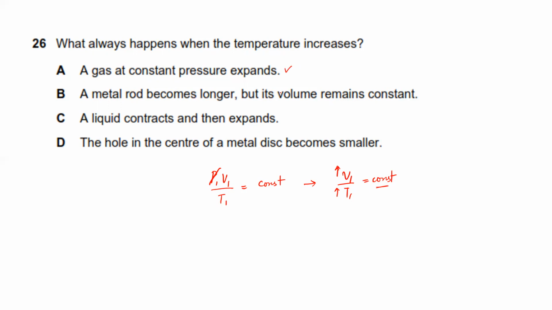Metal rod becomes larger, but its volume remains the same. So no. If the metal becomes larger, the volume basically increases. So this is not the right answer. The liquid contracts and then expands.